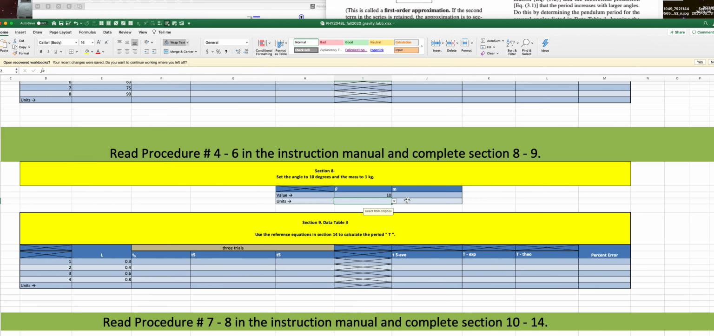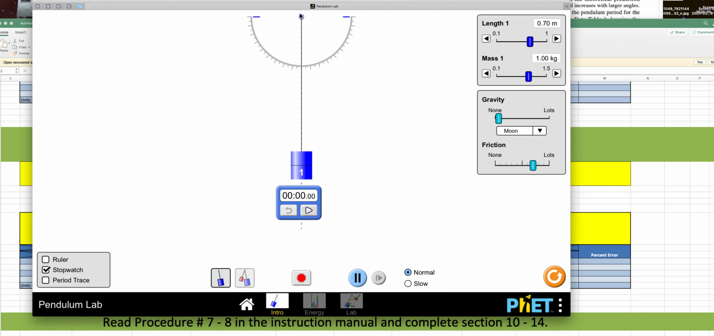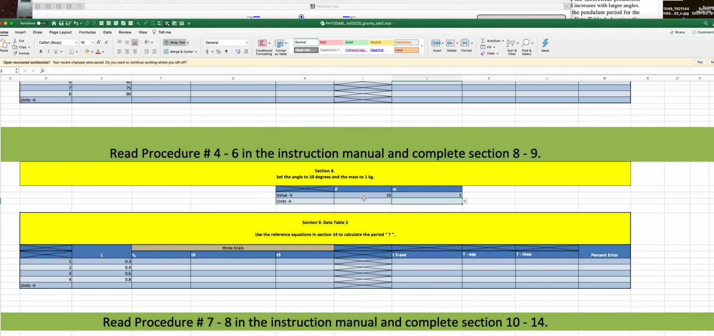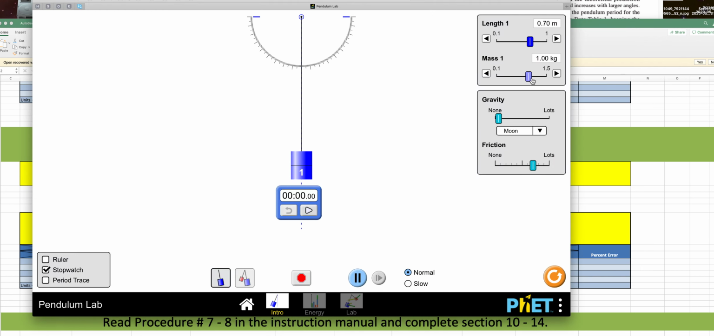Don't forget the units. And then you're going to set the mass to 1 kilogram. So that means here, you're going to keep the angle at 10 degrees for the entire experiment. You're going to set the mass to 1 kilogram. So the mass is already at 1 kilogram.